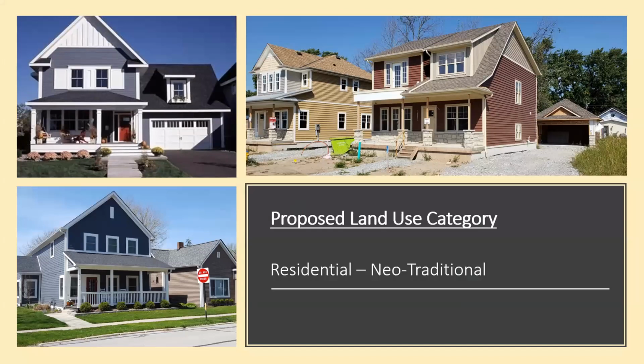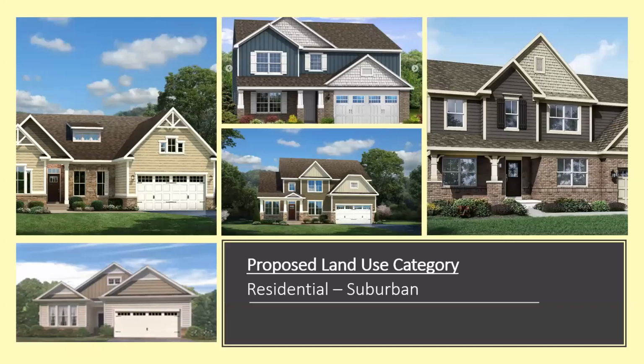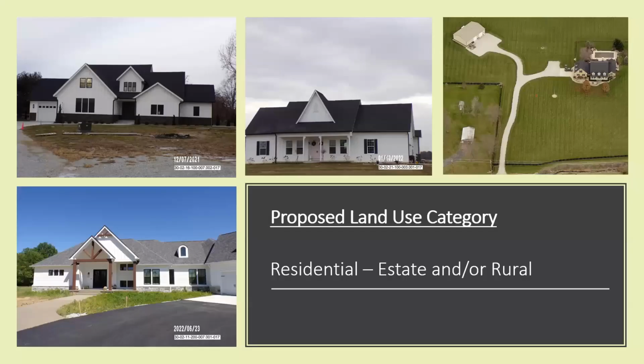Okay, so for residential, I had 3 categories, kind of neo-traditional development like this. And remember, all these different land uses would be found somewhere. It's not like we're picking just one. It's just where are these land uses going to be. So the second one would be suburban, like D.R. Horton, Lennar Homes, any of your suburban tract builders. And then the third one is estate and/or rural category.